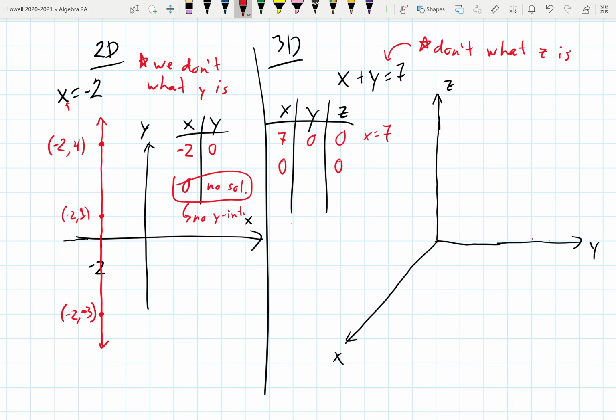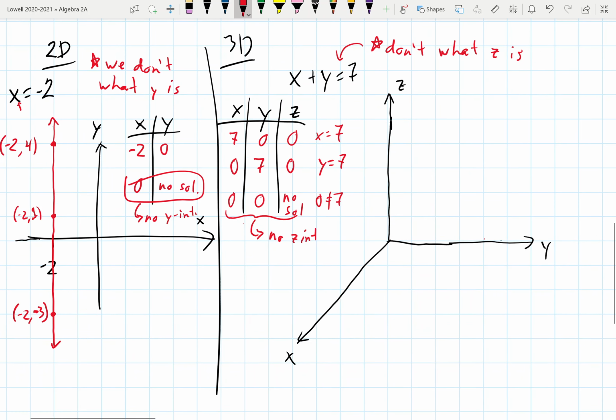Likewise, if I plug in 0 for x and z, I'll result in y equals 7. So that's there. But if I plug in 0 for x and y, we're going to get 0 plus 0 equals 7, which is not true. So since there's no solution here, this tells us that there is no z-intercept.